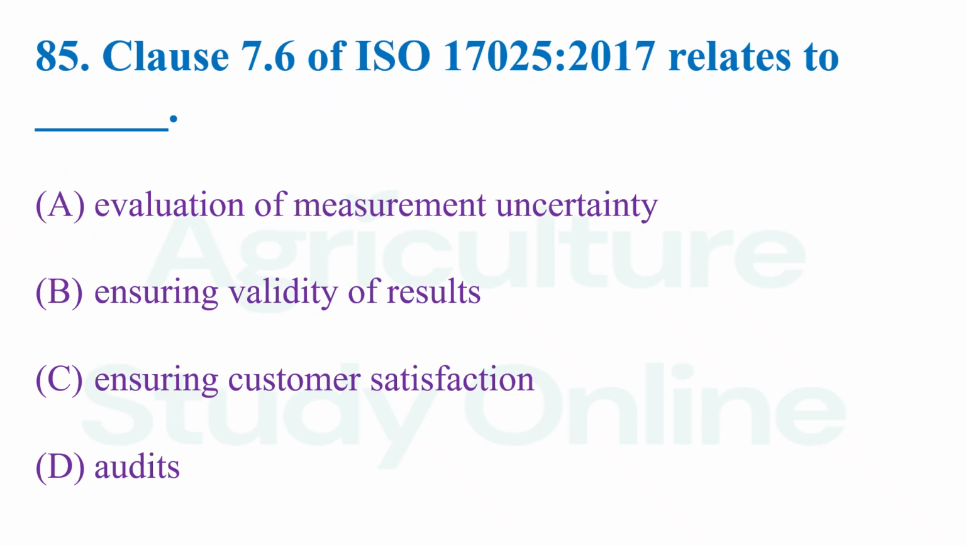Question number 85, Clause 7.6 of ISO 17025:2017, it relates to. So Clause 7.6 of ISO 17025:2017 deals with evaluation of measurement uncertainty. So option number A is our correct option. Ensuring validity of results, it is clause 7.7. So correct option is option number A.